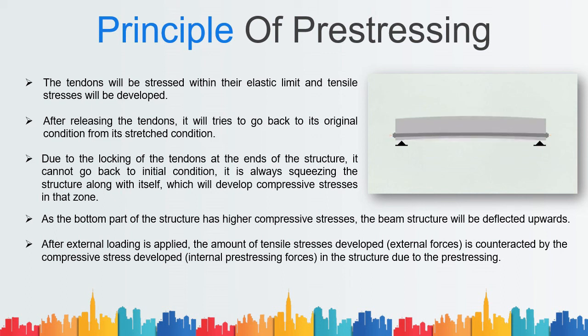After releasing the tendons, they will try to go back to their original condition from their stretched condition. However, due to the locking of the tendons at the ends of the structure, they cannot go back to their initial condition. They will always be squeezing the structure along with themselves, which will develop compressive stress in that zone. As the bottom part of the structure has higher compressive stress due to the prestressing of the tendons, the beam structure will be deflected upwards.